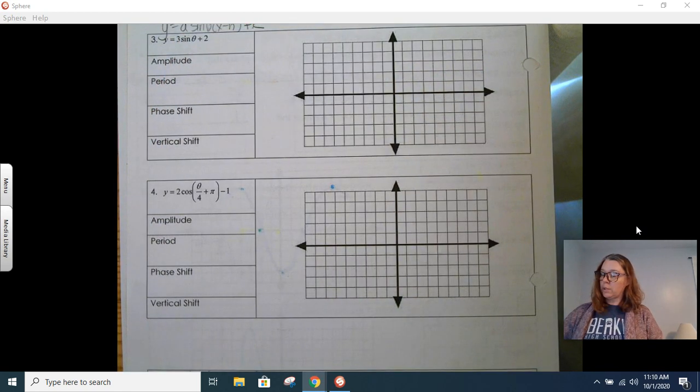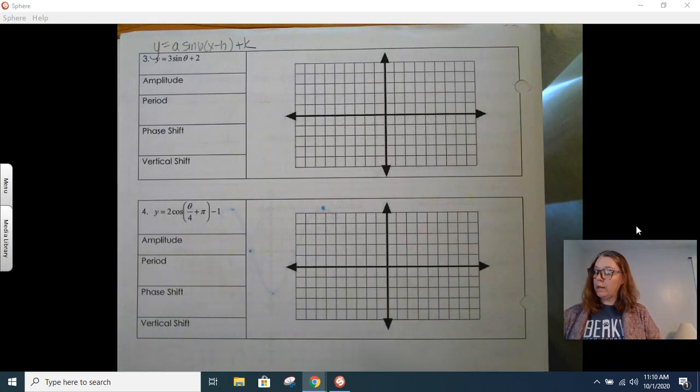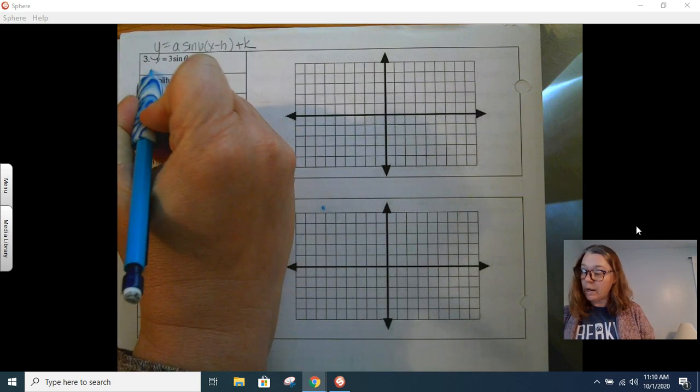Okay, and then I'm going to say, okay, well, what's my amplitude and all that? I'm going to rewrite it. If it's helpful to you, you can. You might not feel like you need to.